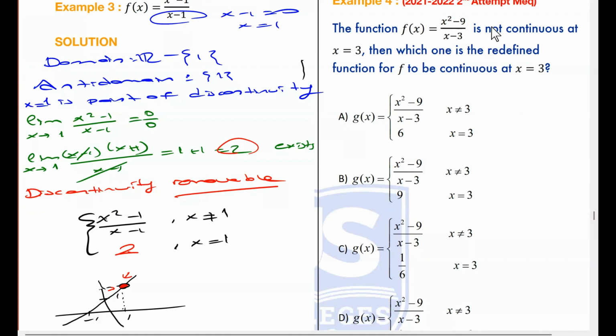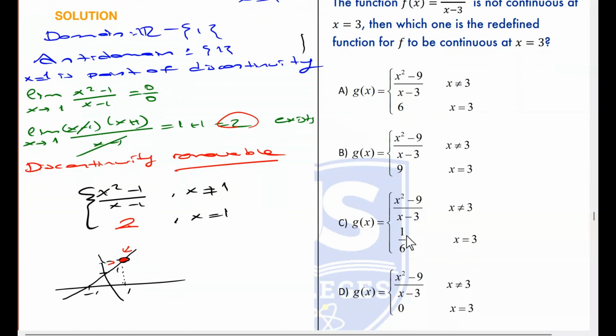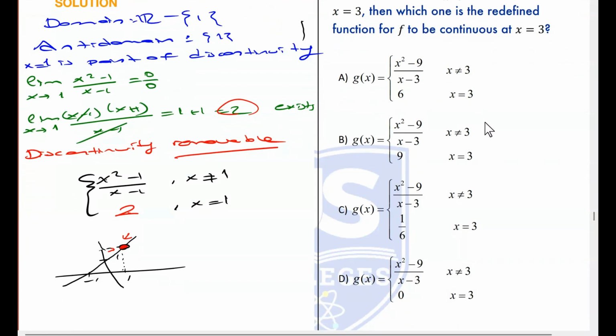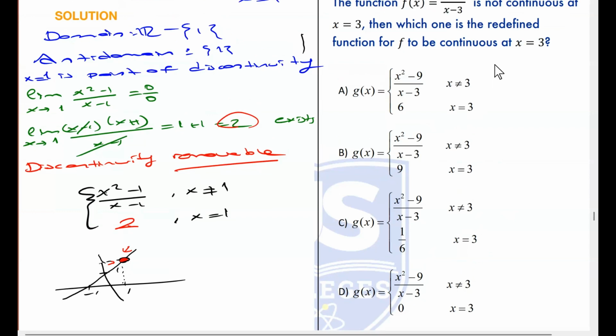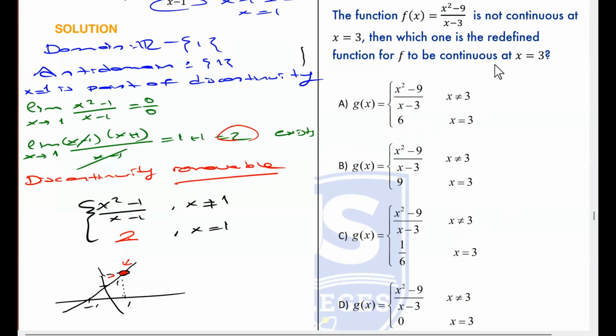So the function is given. It says it's not continuous. So to be continuous, what should we do? What is the newly redefined function? As we did in the previous question, we are going to find the limit to write instead of the value of the function. When you check the options, the first condition is the same for all of the options. For the not equal condition, you write the original function. Only the second condition, the equal condition, is different. So we find the equal condition by finding the limit.